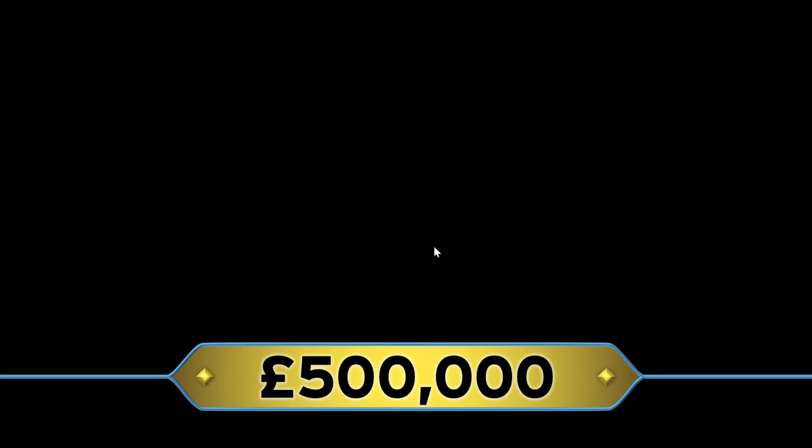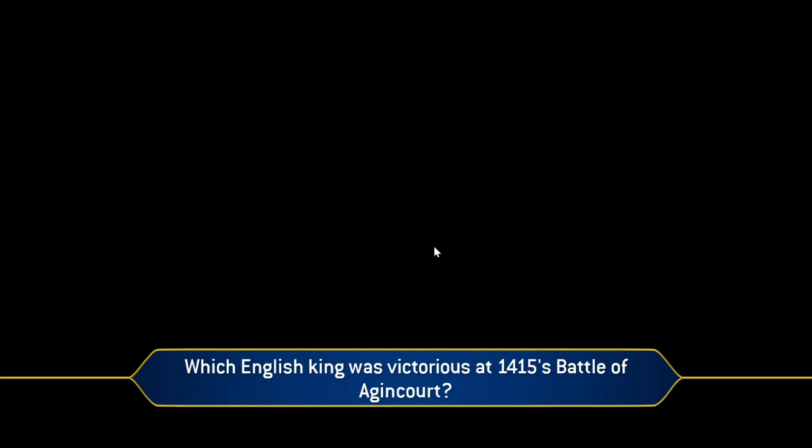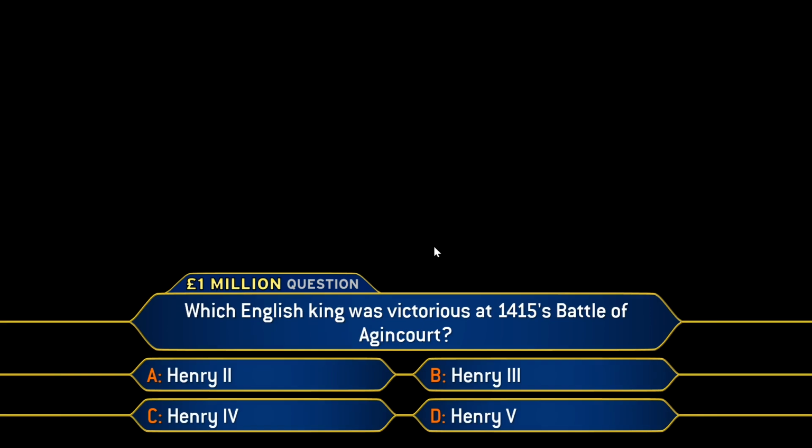Right, we're actually going to go for 1 million. That's amazing. 500,000 there. Am I going to do it? Which English king was victorious at 1415's Battle of Agincourt? Well, I know his name was Henry. I think it's Henry VIII. I don't know if I want to risk it though. Maybe I'll just walk away.